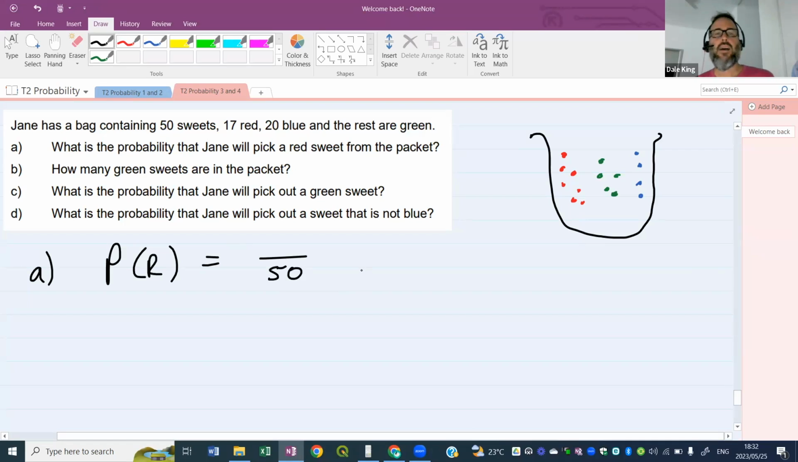Now, who can tell me what is the probability that Jane will pick a red one? What's the probability that Jane's going to get a red one? Well, how many red ones are there? Yes. There are 17 red ones. Up there in the question, 50 sweets and 17 are red. So the probability of reaching and picking one of those 50 and it will be a red, it's 17 out of a possible 50 sweets.